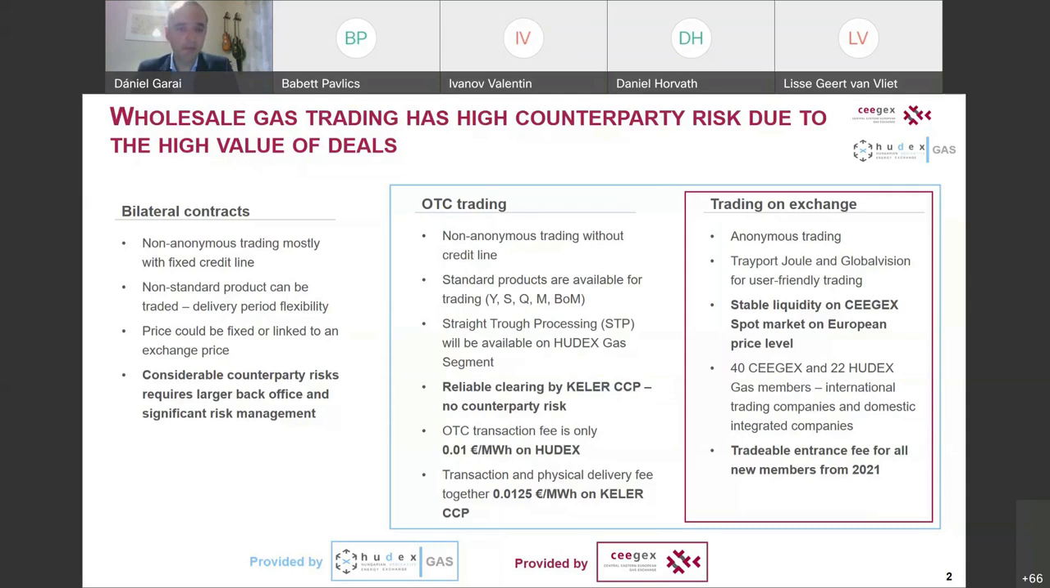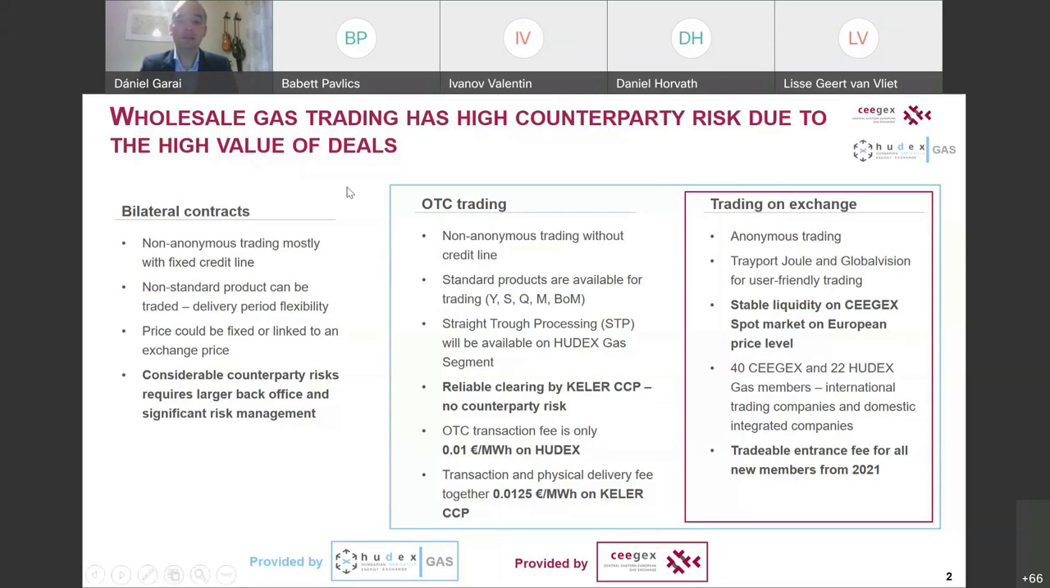starting from this year, or will be available starting from this year or the beginning of next year, where basically the broker can directly, in a very automated way, put the deals on the HUDEX platforms, and there is reliable clearing behind that. The OTC transaction fees, even with the physical delivery fee together, are very low.